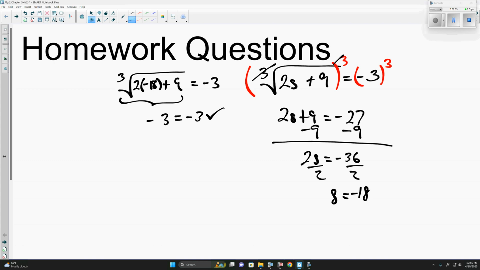The one thing we really can't have, guys, is a negative inside an even root. So second, 4th, 6th. If what finishes up inside is negative, say the square root of negative 18, it doesn't work. The cubed root of negative 18 does. Any even root, we can't have a negative inside of it. A cubed root can equal a negative number, but an even root cannot equal a negative number. Any other questions on homework?